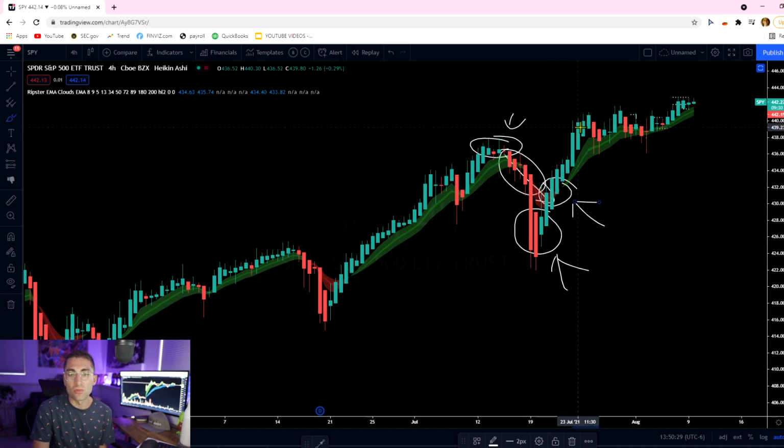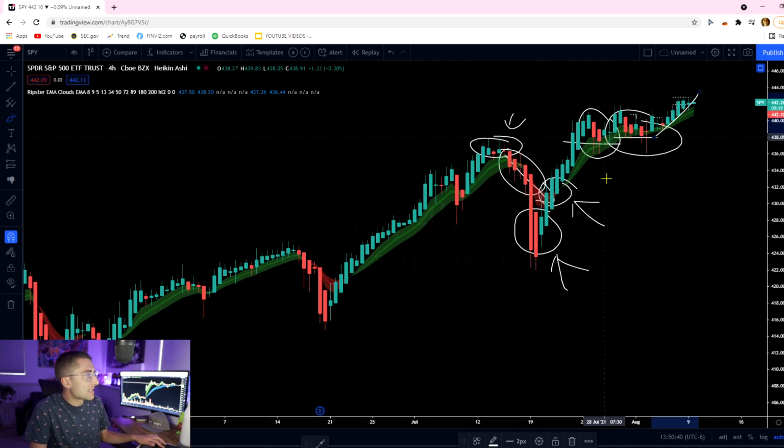And you see we just run. We get a couple candles. They don't break down from the cloud, so we buy the dip. Couple candles, they don't break down from the cloud, so we buy the dip. And then we keep holding as this thing keeps running. So great strategy, very simple.